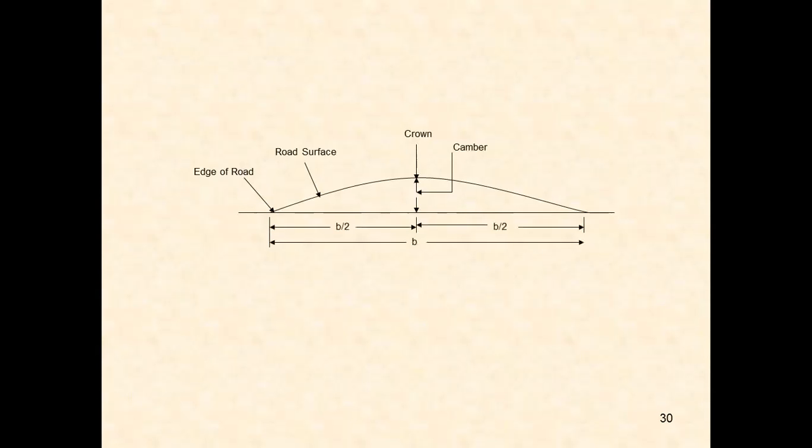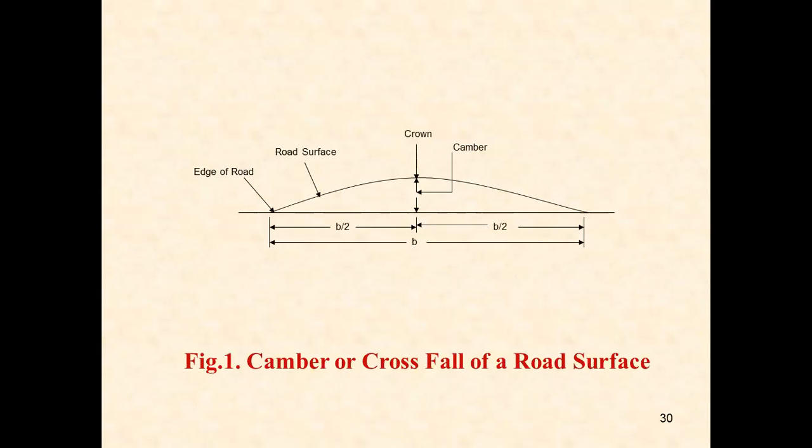Then you can see that in the diagram. So this is the road surface, the center of the road is the crown, and this is what we are going to call the camber. How much cross slope we are going to provide depends on the width of the road. So we can see that this is the crown, and the height, how much elevation we are going to provide, is going to be called the camber. That's why we call it the cross slope of the road surface.